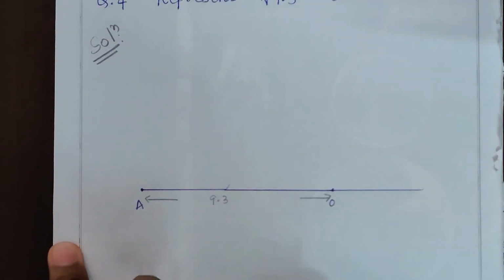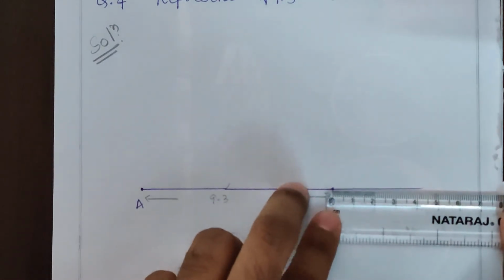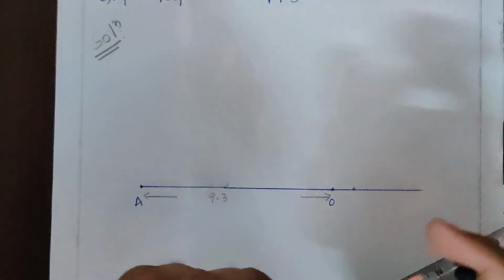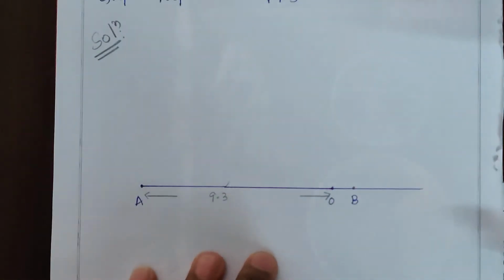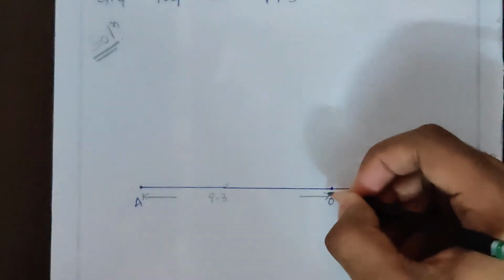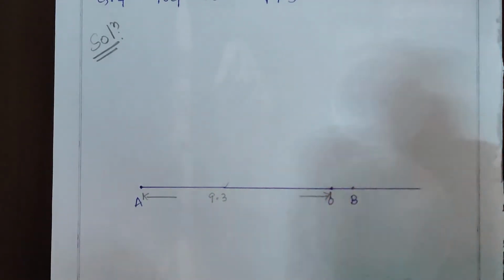Now next step, what you need to do is, you need to measure 1 centimeter from O. Mark the point as B. So our distance AB will become 10.3. Our AO is 9.3 and this distance is 1 centimeter.